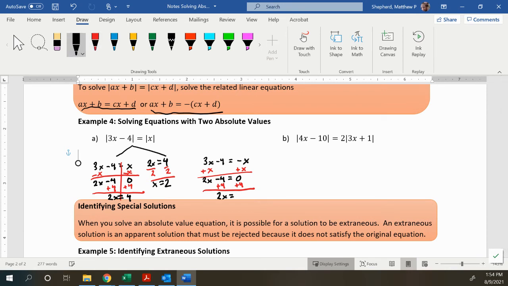So we get 2x. Oops, I made a mistake. Sorry, when I added the x, 3x plus x, that should have given me 4x. Got too busy talking, and I can't talk and walk at the same time. All right, so 4x equals 4. We will divide by 4, and x will equal 1. And we found our two solutions.